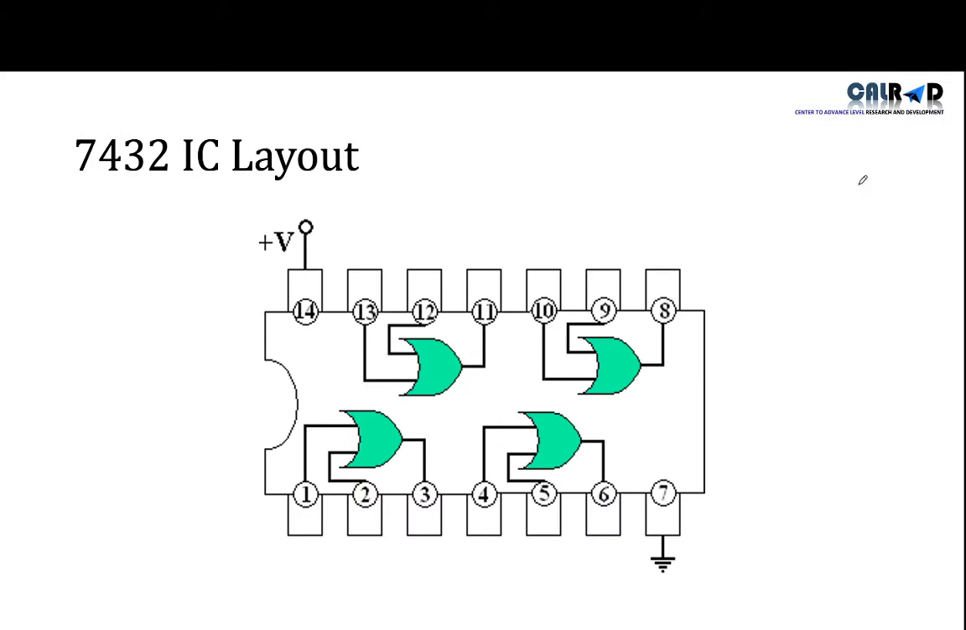Now next is the IC layout. This diagram shows that this 7432 IC can be used for a maximum of 4 applications. Why? Because there are 4 OR gates inside a single IC. So a single IC can perform 4 applications.